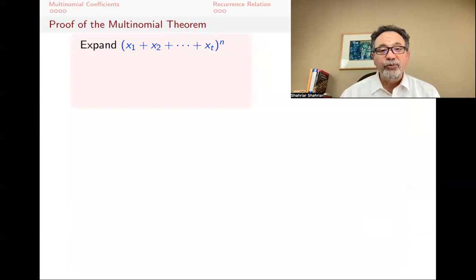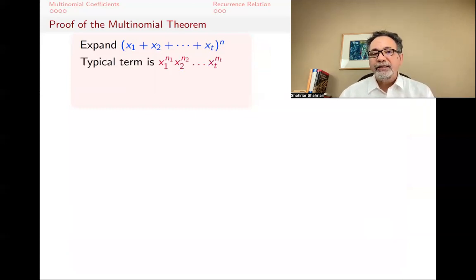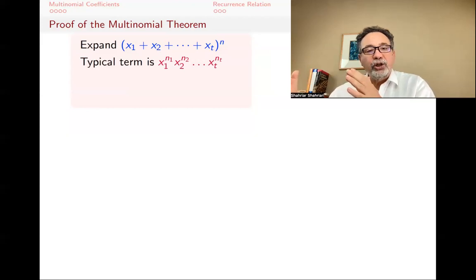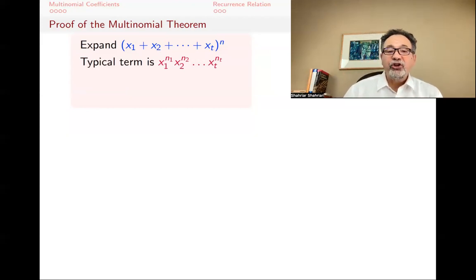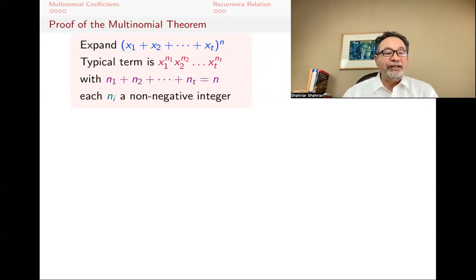Okay, now, final thing. Why is this multinomial theorem true? So I want to expand this. Well, the typical term is going to be something like x1 to some power, x2 to some power, xt to some power, because we're taking n parentheses, each with x1 plus x2 all the way till xt, and then multiplying them. Every term is going to be of this form, x1 to the n1, x2 to the n2, all the way to xt to the nt. And the sum of those exponents has to be n, because we have to pick n of them. And each ni is a non-negative integer.